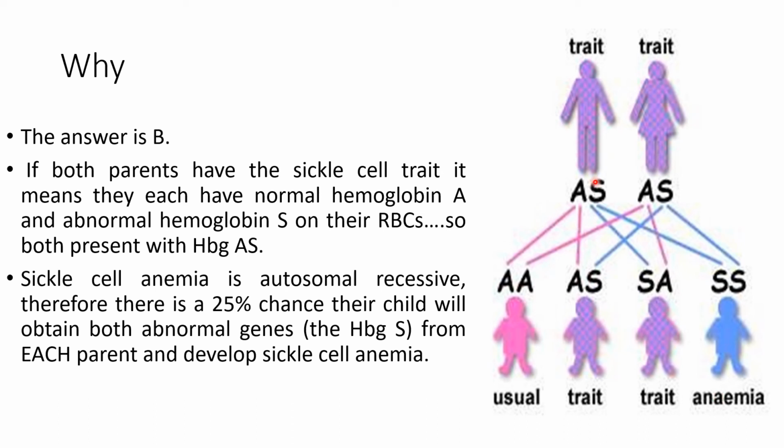So if both parents have the trait of the disease, there is a 25% chance that their child will have sickle cell anemia, a 50% chance that their child will have sickle cell trait, and a 25% chance that the child is normal. That is the answer.